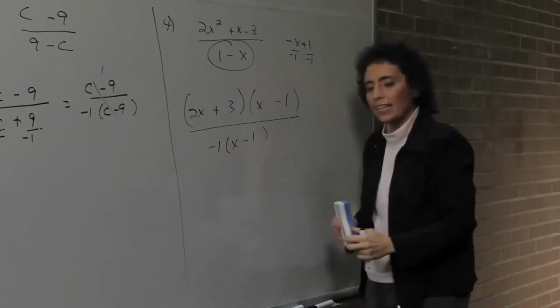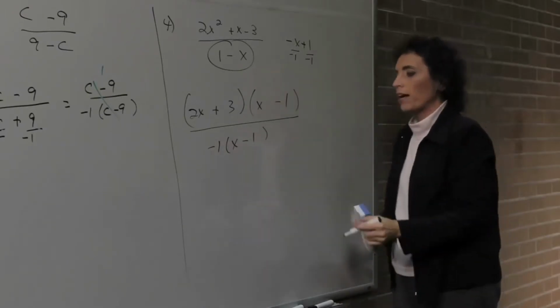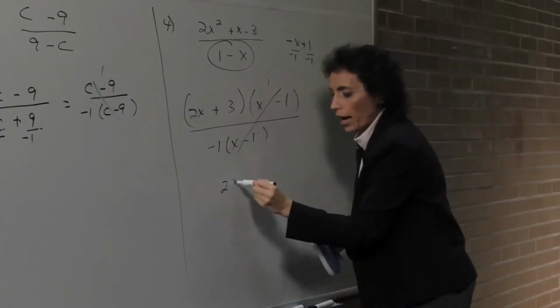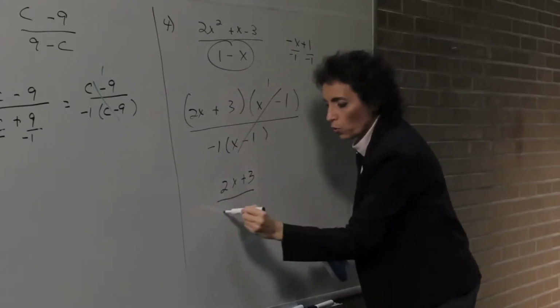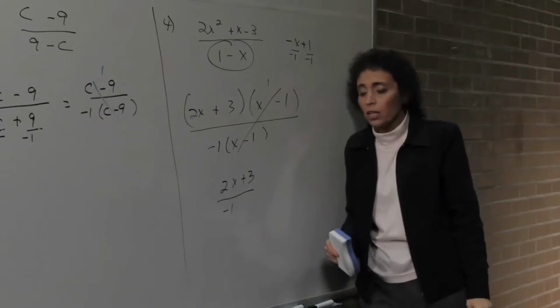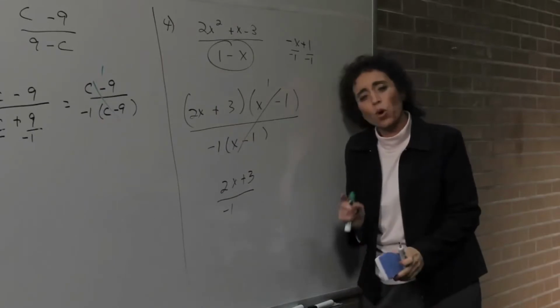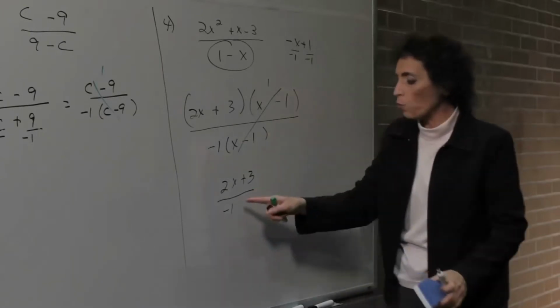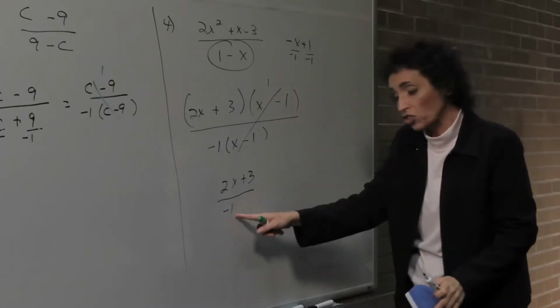Now I can see it. Okay, so now I absolutely see that they are the same. Good night. I get 2x plus 3 all over negative 1. Do not go away. You should not leave a 1 in a denominator no matter what, whether it is a positive 1 or a negative 1.